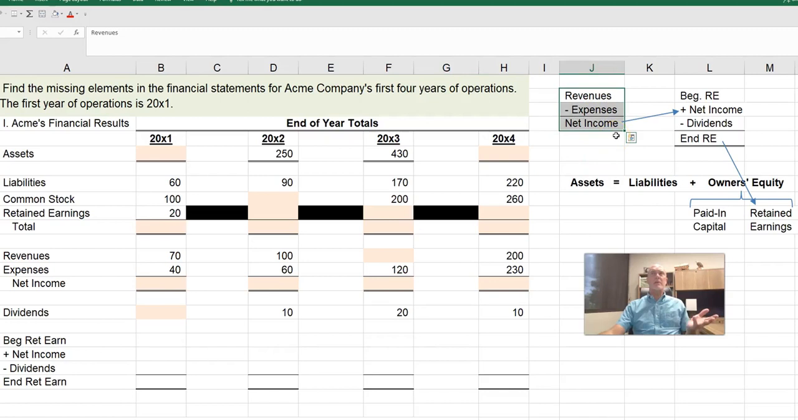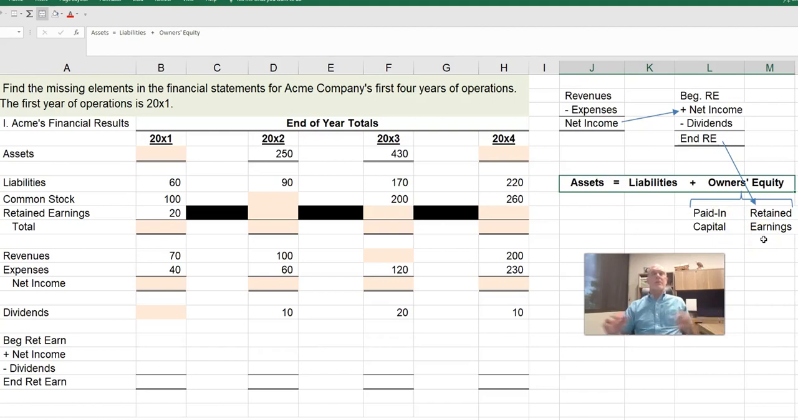And then that net income goes over to the statement of retained earnings, is added to the beginning retained earnings, subtract your dividends, and that gives you your ending balance of retained earnings. And it's that ending retained earnings that appears on the balance sheet. And the balance sheet, of course, is a summary of the accounting equation. Assets equals liabilities plus owner's equity. And owner's equity consists of paid-in capital and that ending balance of retained earnings.